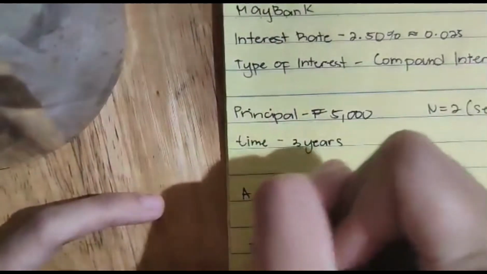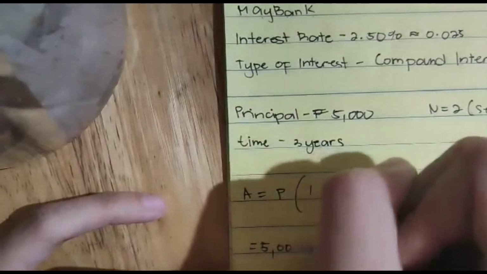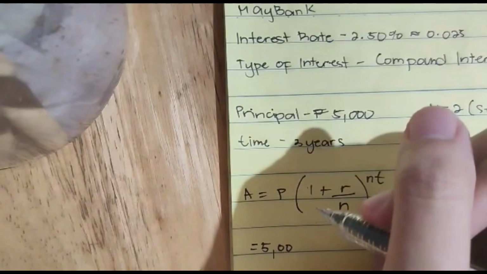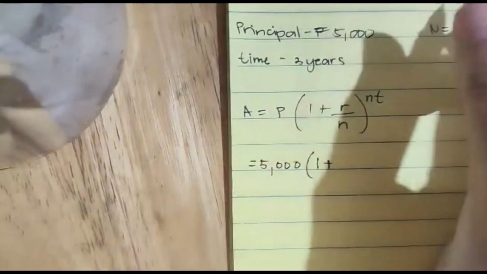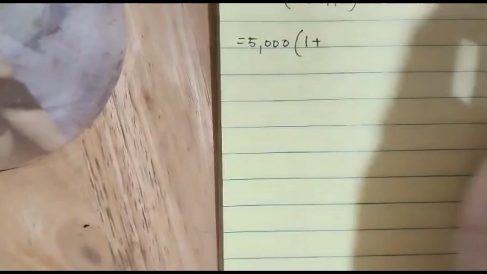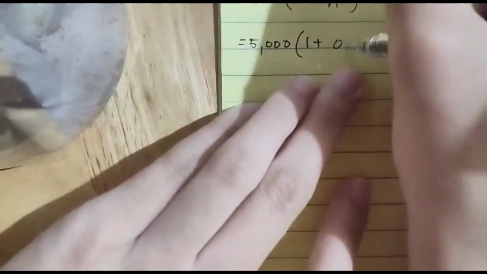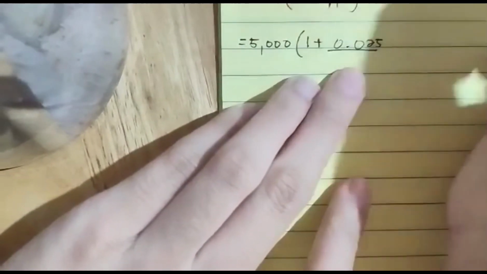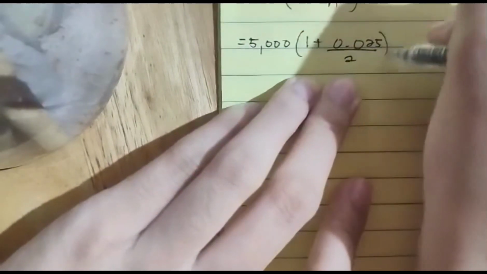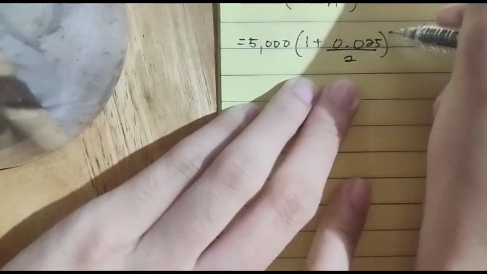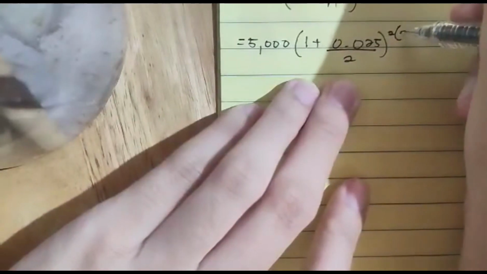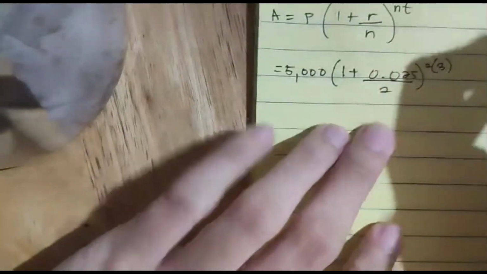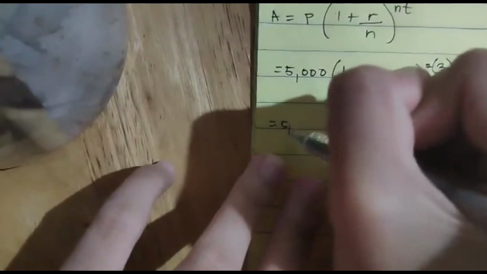So now let's solve it. So copy 5,000 for principal, copy 1 plus, copy the rate, 0.025 over N, copy 2, put 2 at the upper right, and then open parenthesis of 3, which is our time, which is 3 years. Still copy 5,000.